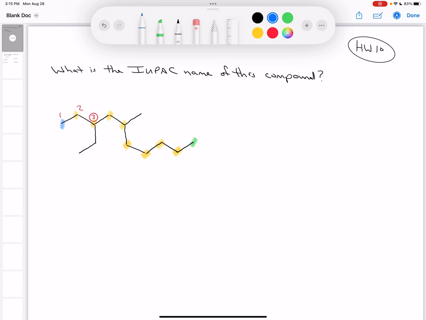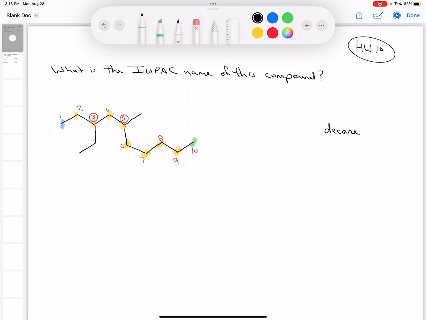If we started numbering from where the green highlighter is, we'd have 1, 2, 3, 4, 5, 6, and we would have our first substituent at carbon 6. Remember, we want to number the chain in such a way that we give the first substituent the lowest possible number. And so the numbering in red is correct, the numbering in blue is incorrect. And so I'm going to remove those, and I'm going to finish numbering in red. 1, 2, 3, 4, 5, 6, 7, 8, 9, 10. And so that tells us that this compound is some kind of decane, because that's the parent.